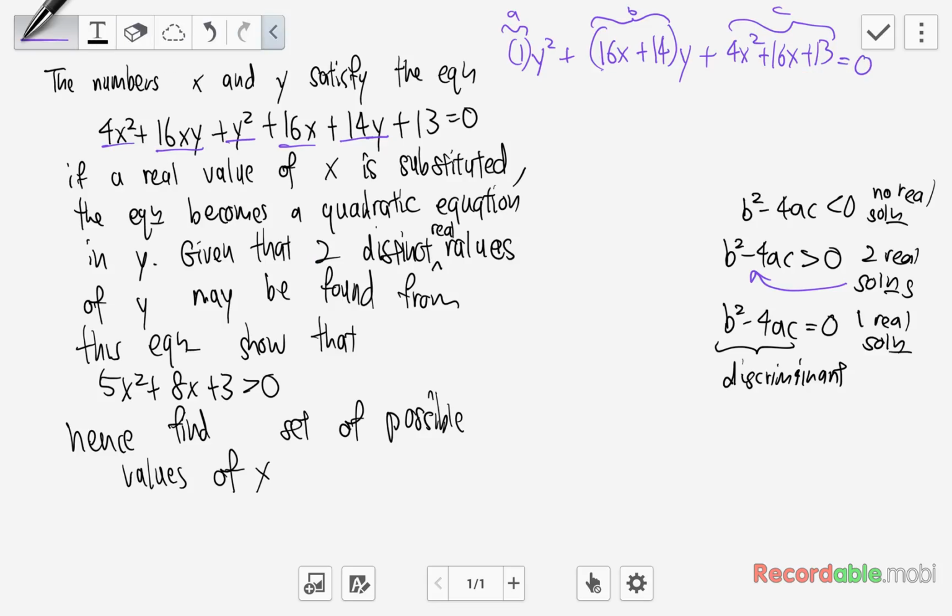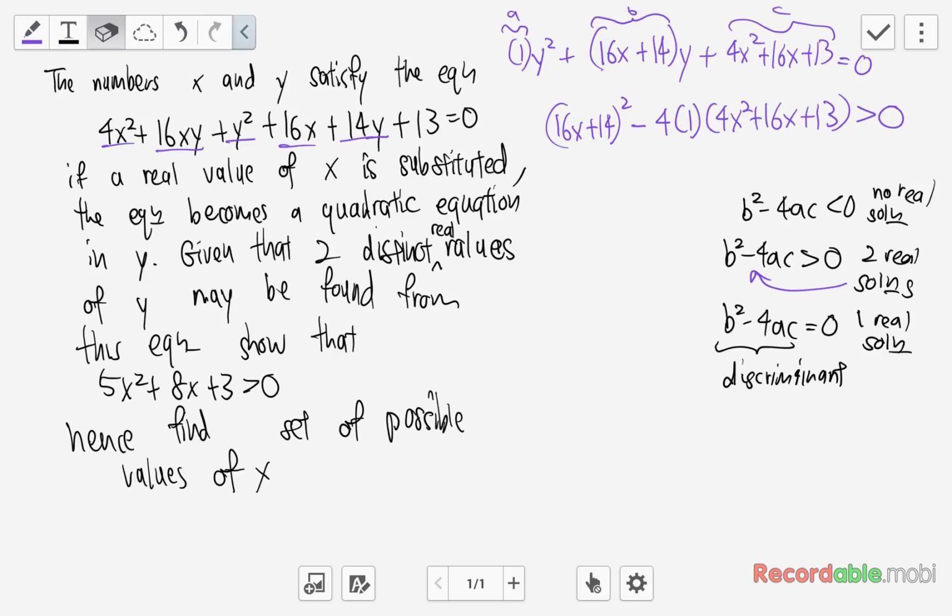Given that two distinct real values of y may be found from the equation, that means b squared minus 4ac is greater than 0. So I will write (16x plus 14) squared. Notice I'm not including the y, because b is just the coefficient of y. So b squared minus 4 times a, where a is 1 and c is 4x squared plus 16x plus 13, must be greater than 0.